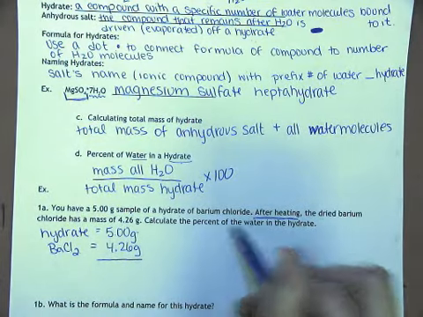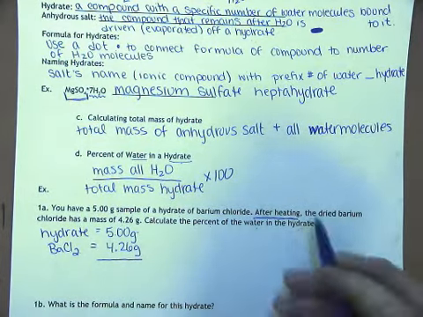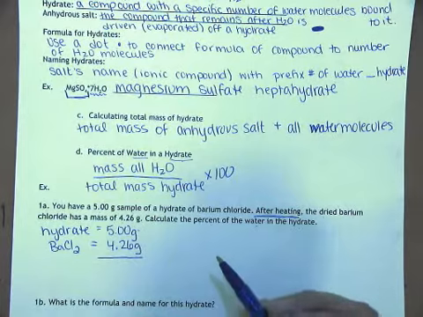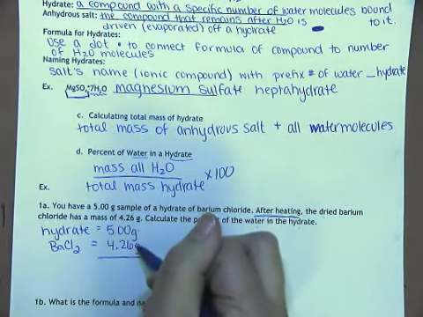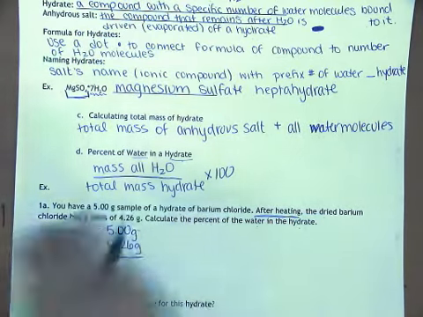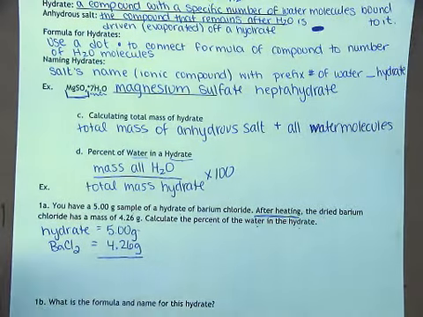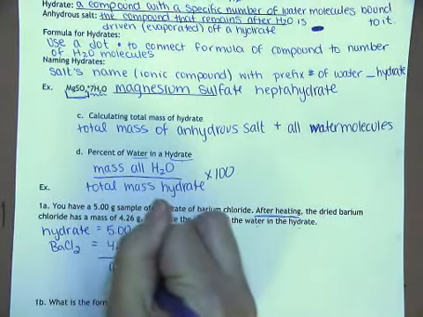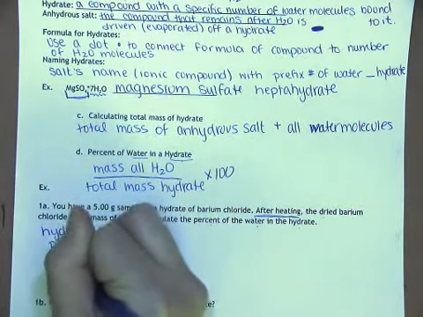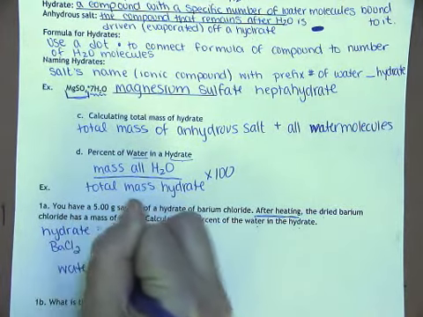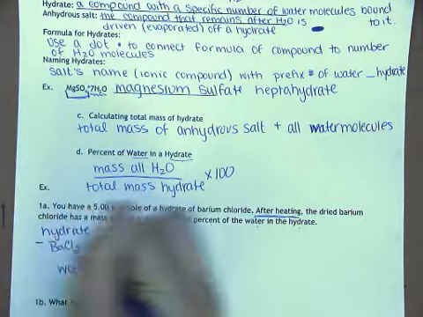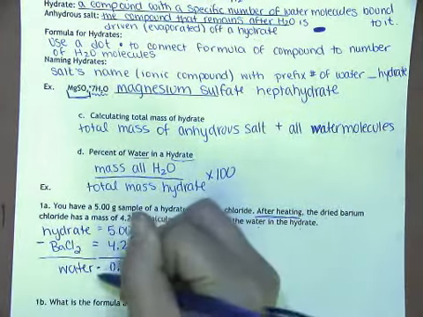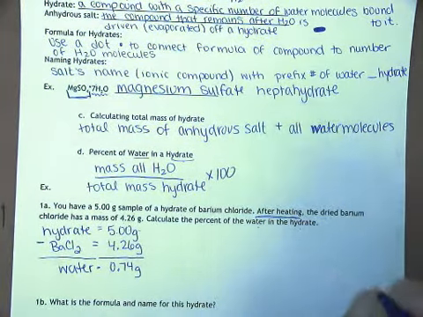I want to calculate the percent of water in the hydrate. Well, first I need to know how much water was there. The difference between these two numbers is my amount of water. So 5 minus my 4.26 is 0.74 grams, and I like to write that this is the water. So hydrate minus the barium chloride gives me my water that evaporated away.